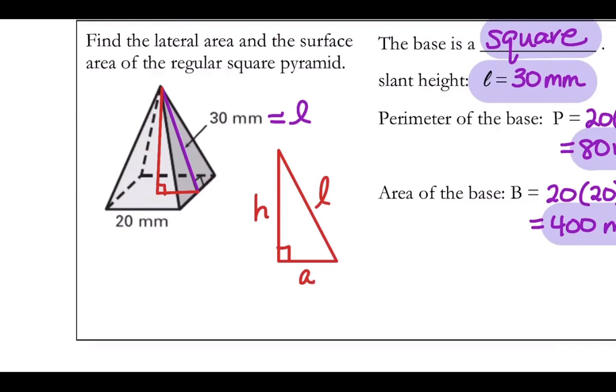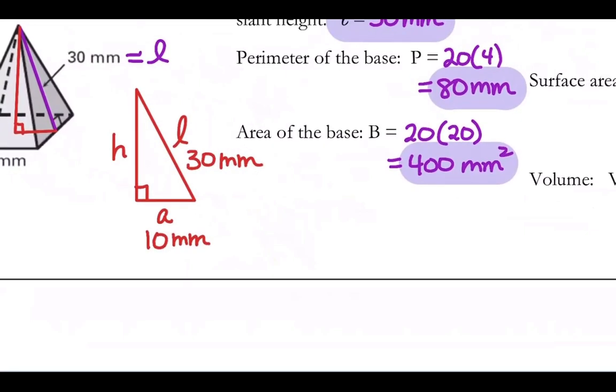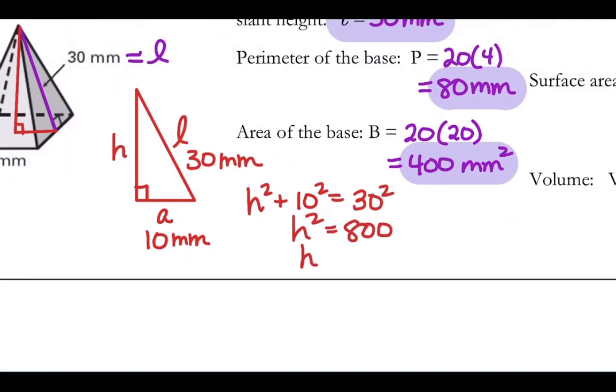So the apothem is actually half of that 20, so it's going to be 10 millimeters. We were given 30 millimeters in the problem for the slant height, and so we can use Pythagorean theorem then to figure out what the height is. So h squared plus 10 squared is 30 squared. That's 900 minus 100. So h squared is 800.